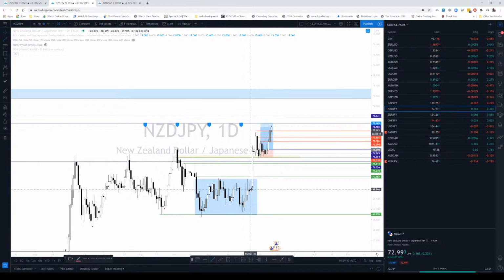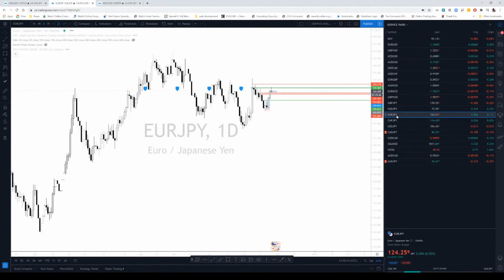So I'm expecting something like this right here. Added to that, I'm expecting another rally from where we are to that level, and then consolidate again. So if you did catch the long, like I said, just hold on to some of it and then expect a continuation to the upside. All right, Euro yen.